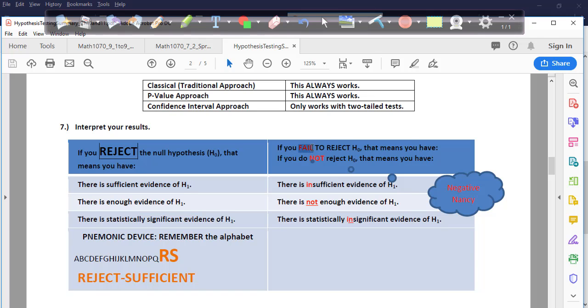So negative Nancy is your mnemonic device here. For not rejecting the null, everything has a negative connotation to it. And these three at the bottom are three ways of saying the same exact thing. If you fail to reject the null, you can say there's insufficient evidence of the alternative. Or you could say there's not enough evidence of the alternative. Or you could say there's statistically insignificant evidence of the alternative. Three different ways of saying the same exact thing.